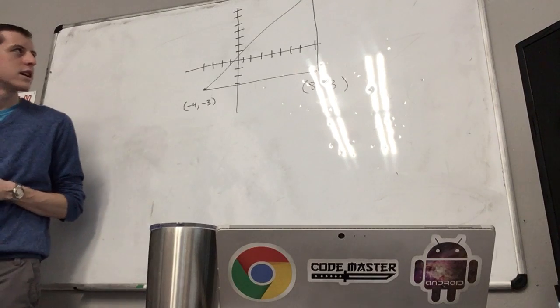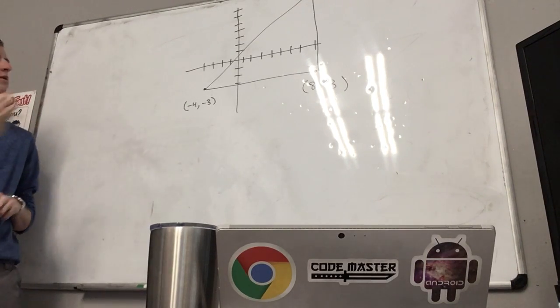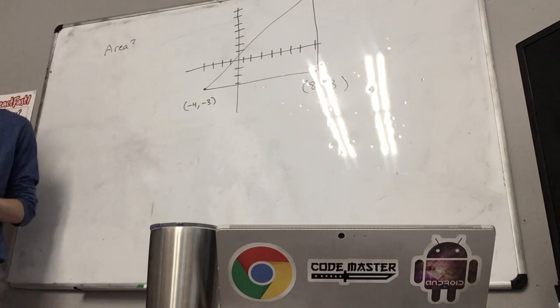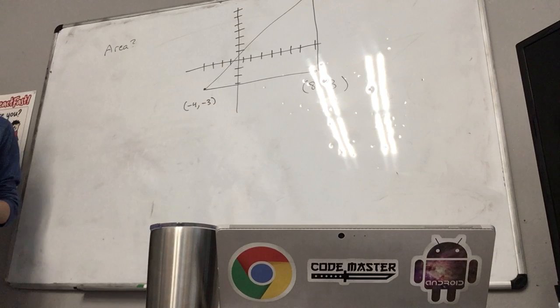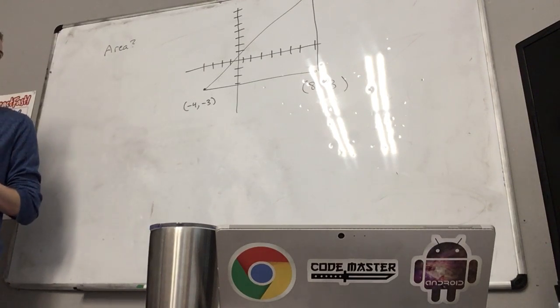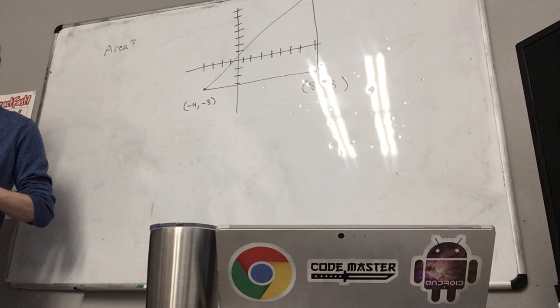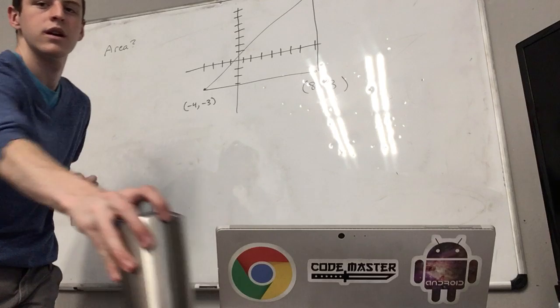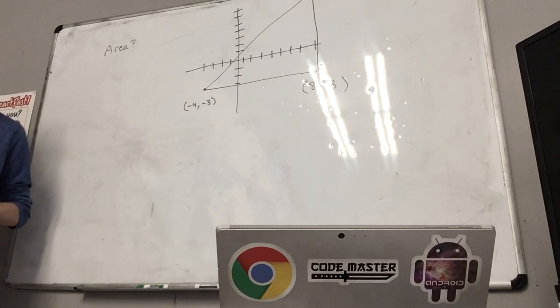Okay, really quick. Area of the triangle. Area of my triangle. The points of this triangle are (8, 7), (8, -3), and (-4, -3). I'm going to pause here on this one. We'll give everyone a moment to draw it, think about it, figure it out.